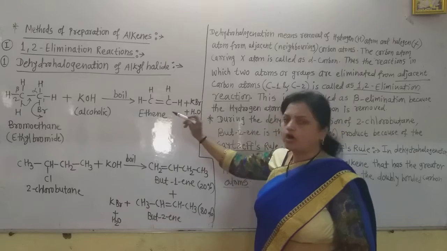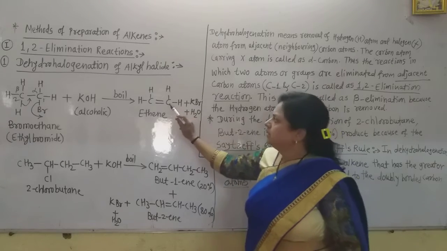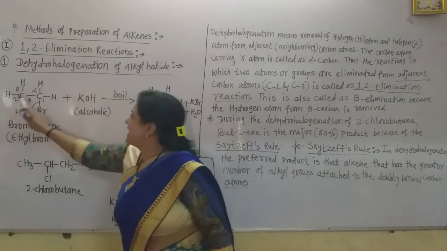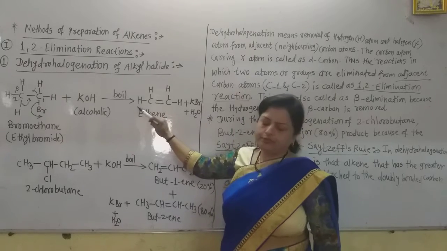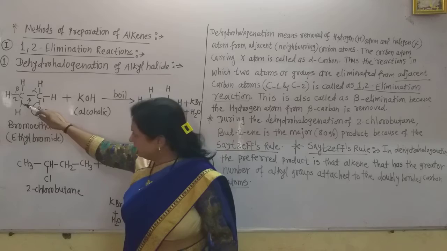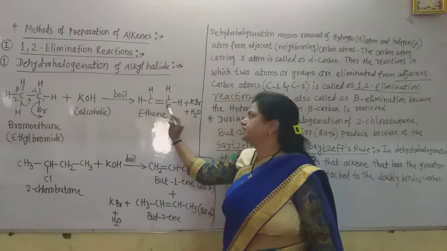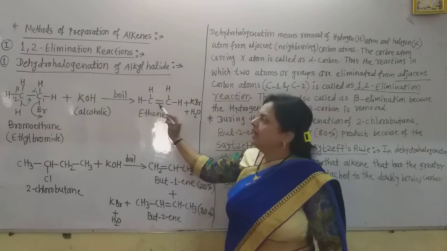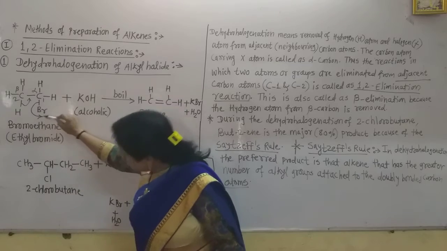Now see in the product what is there. Now these two hydrogens are as they are. I do not remove that. Only this hydrogen is removed. And it gives its double bond here. Now see, here is the double bond. And this bromine removes with this bond.